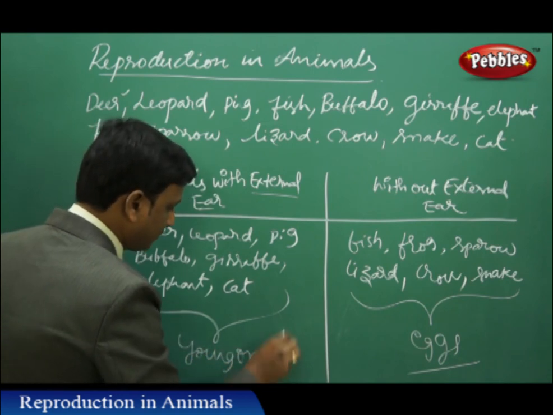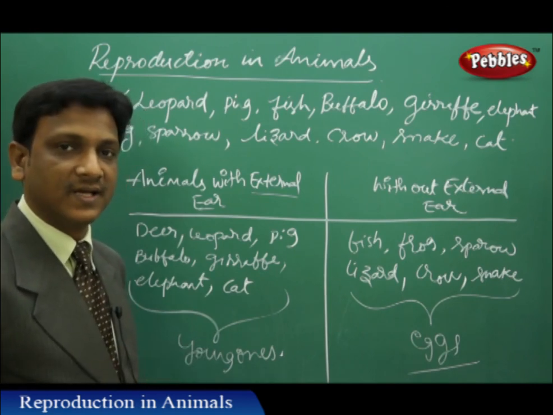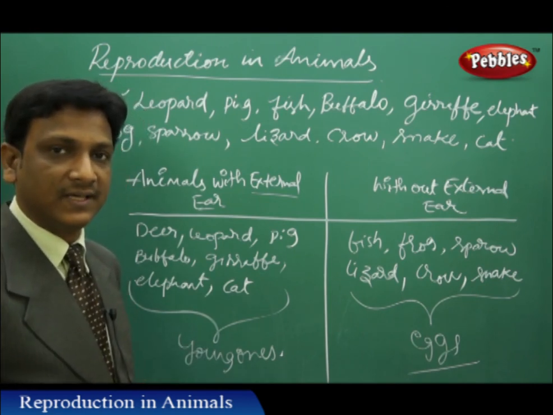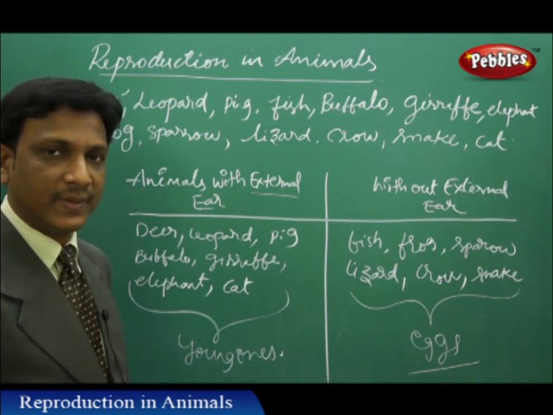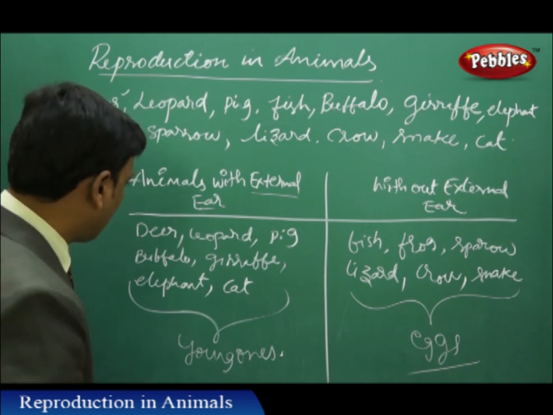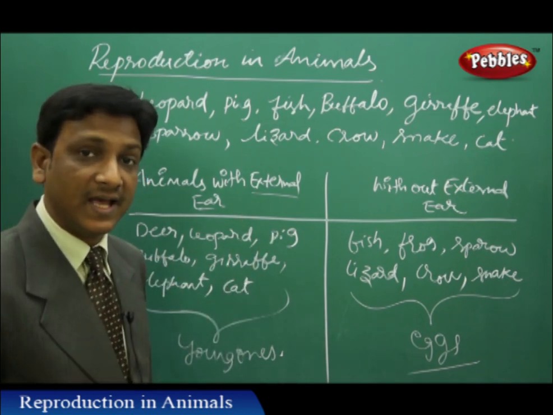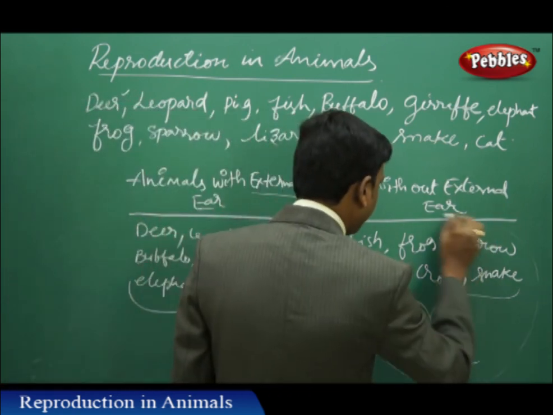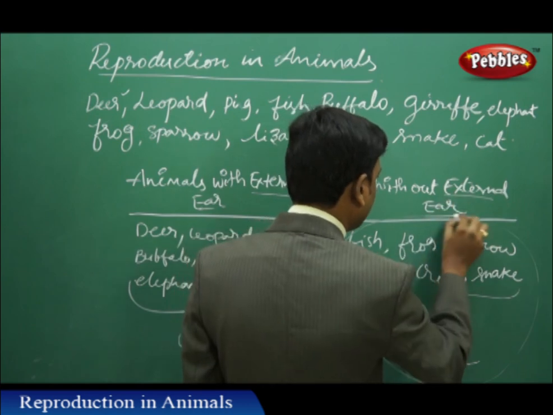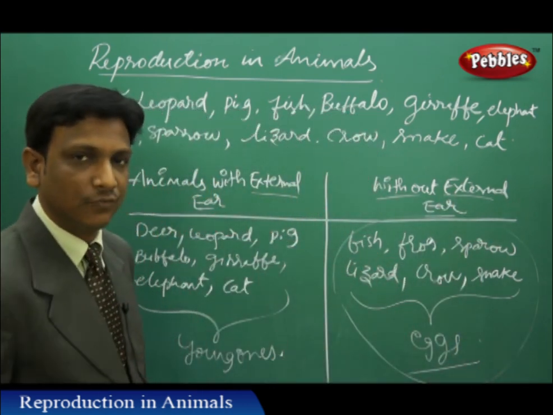So what does it show? External ear is a characteristic feature which decides whether the animal is egg laying or gives birth to the young ones, oviparous or viviparous. So all the viviparous animals which give birth to the young ones have an external ear, and all the animals that do not have an external ear give birth by laying eggs, oviparous animals.